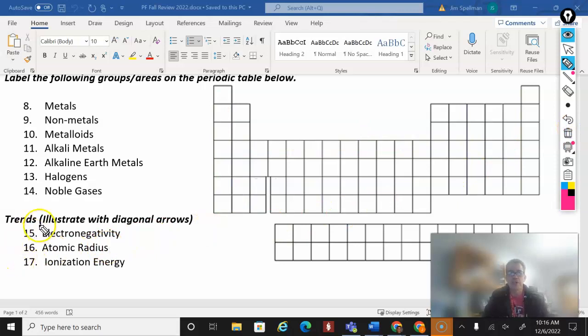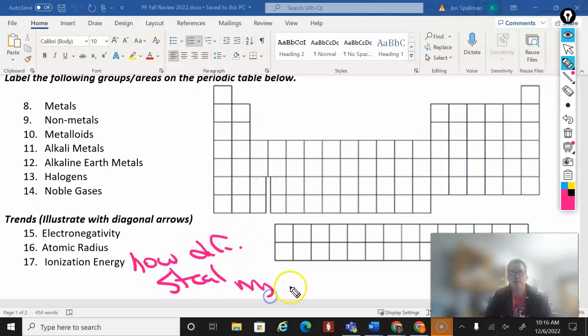Ionization energy is related to electronegativity. It's basically a measure of how hard is it to steal one of my electrons. So I'll just write that. How difficult to steal my electron. Well, this is real similar to electronegativity because if you want electrons, then you don't want to give them away. But this one actually does involve the noble gases because noble gases are going to be the hardest to steal electrons from. So we get the same pattern.